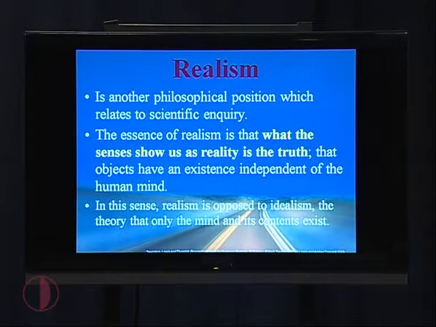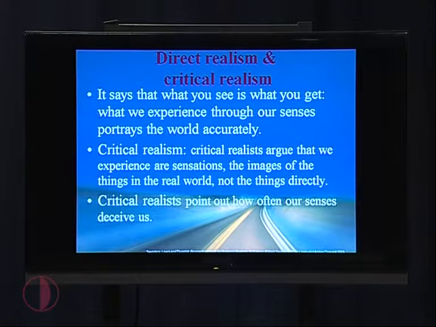Realism is opposed to idealism, the theory that only the mind and its contents exist. And there are two types, direct or critical realism. Direct realism says that what you see is what you get. What we experience through our sensations lets us understand the world accurately. Critical realism says that what we see in the world is not the real things, it's just an image of the things in the real world, not the things directly.